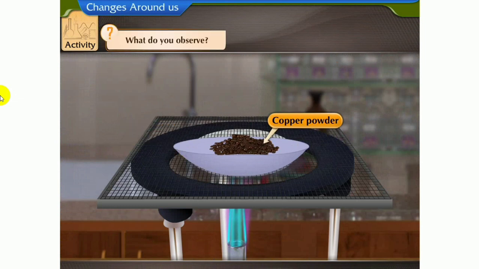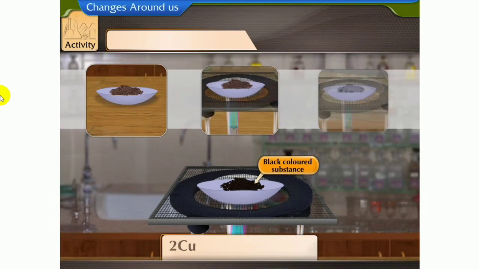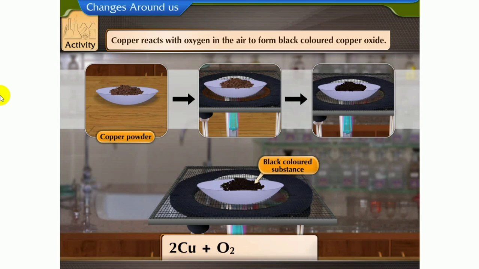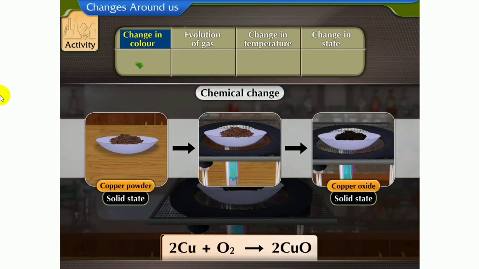What do you observe? The shiny copper powder has changed to a black-colored substance. Copper reacts with oxygen in the air to form black-colored copper oxide. This change is a chemical change. There is no change in the state, as both copper and copper oxide are in the solid state. In this reaction, there is a change in color and temperature. There is no gas evolved and no change in state.